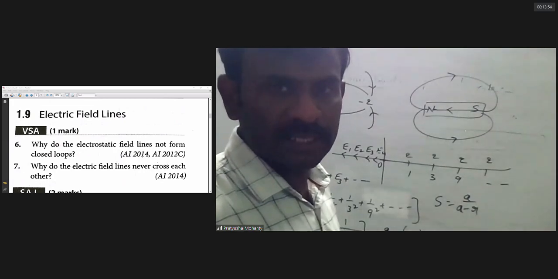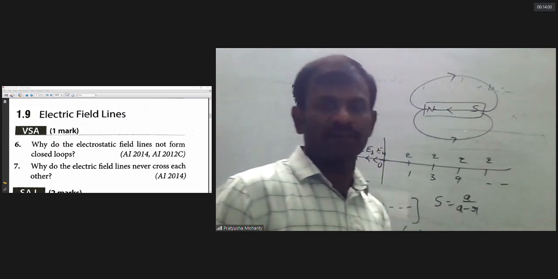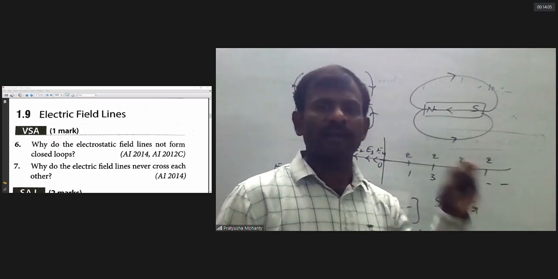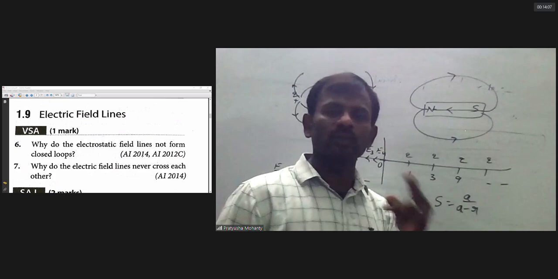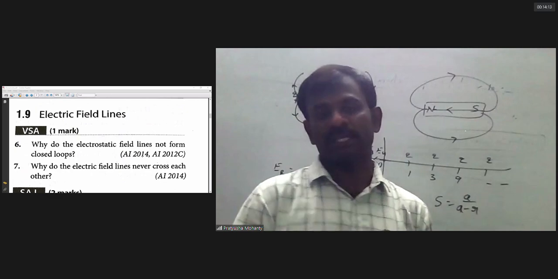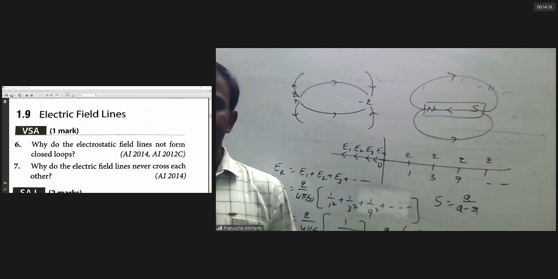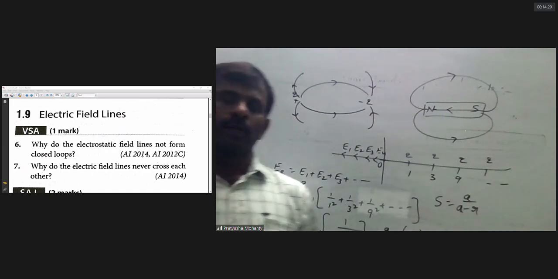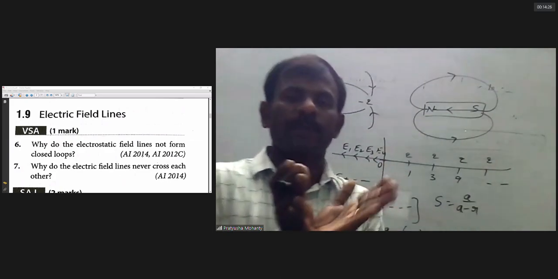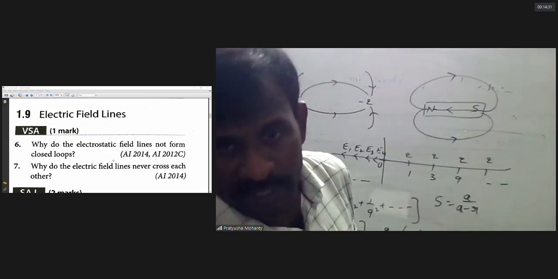If they cross each other, there is a what? Two possible directions of the electric field. Field has two directions. That's why field lines never intersect with each other. Clear? Are we clear? Two lines intersecting each other means the field has two directions. This is not possible because field is a vector quantity. Vector has only one direction.